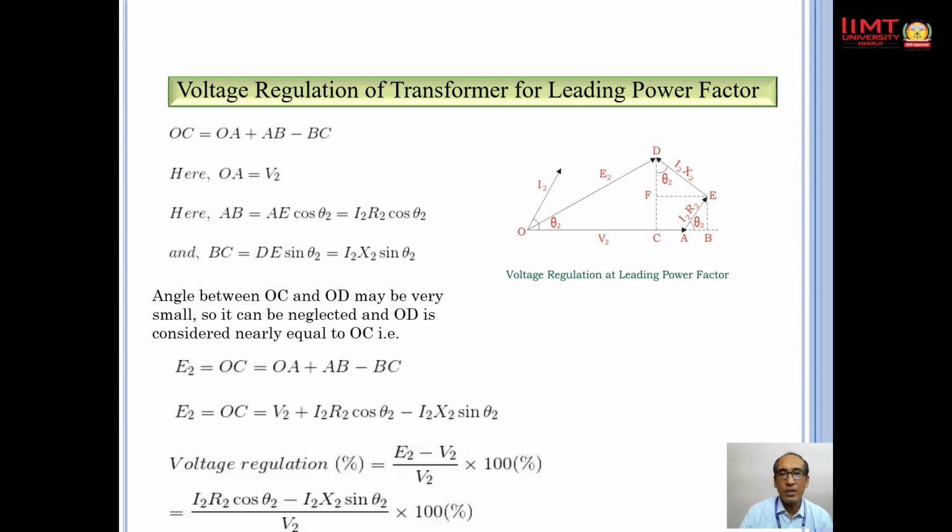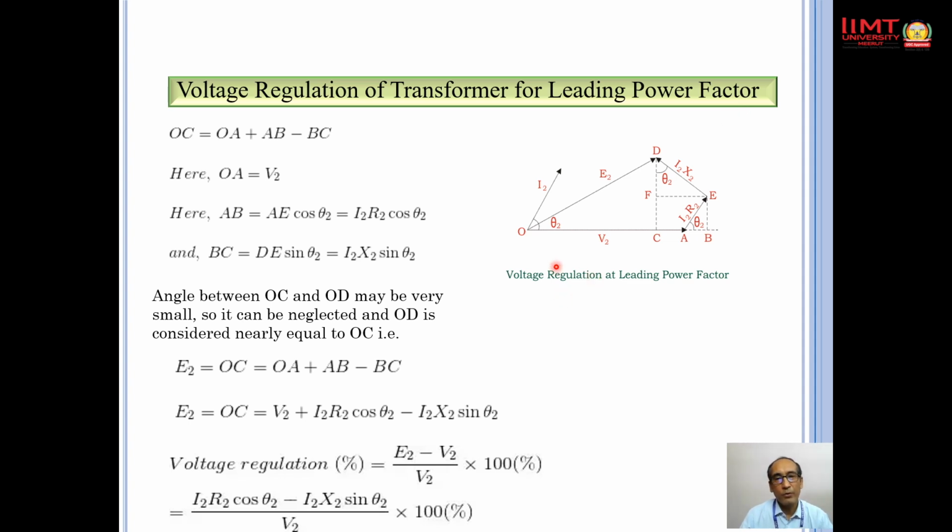Leading power factor means current is now leading with the supply voltage V2 by an angle that is equal to theta 2. Current is now in leading case. Looking here, I2 is leading the voltage by theta 2. So this is leading current and the power factor is known as the leading power factor.